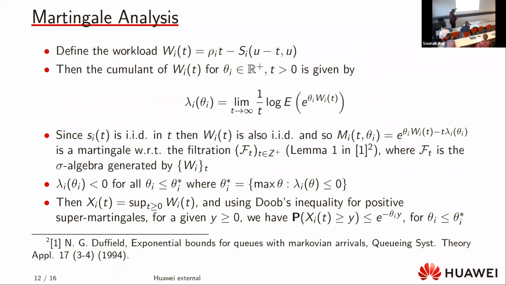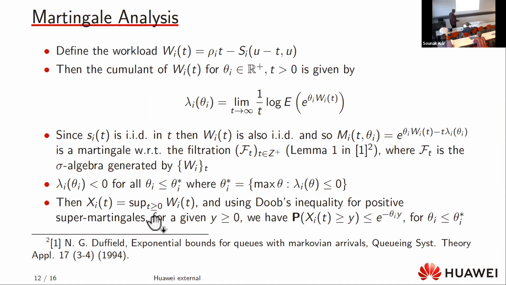Basically, because S sub I is IID, we can just construct a backward martingale, and then apply results already available in the literature to compute a bound. Then this xi, which is the supremum of wi, will be bounded by some exponential function, e to the minus theta I y.